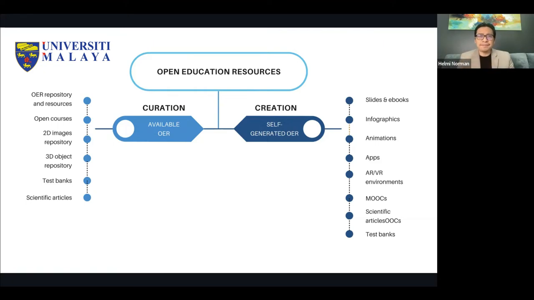Maybe, let's say, Kahoot. You like to use it for your formative assessments, on Kahoot and quizzes. So you have the test banks which are free. Some are free, some are paid, so you have to go into that model's process. And again, your scientific articles, open access, do use that in your curation of the content. So you have available OER, and then you curate that, and you can actually mash up curation and creation.